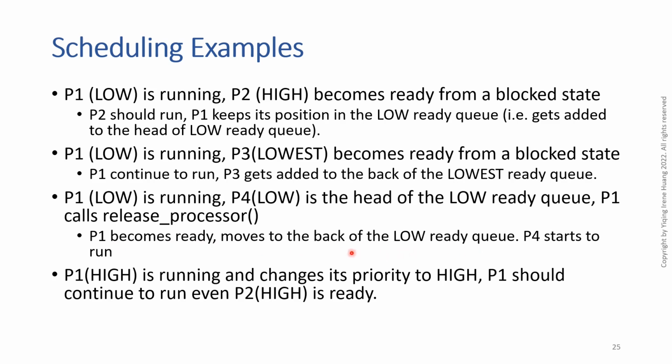And finally, let's assume P1 is at high priority and it's running, and it changes its priority to high again. Then P1 should continue to run, even if we have a P2 that is also at high priority and it is ready.